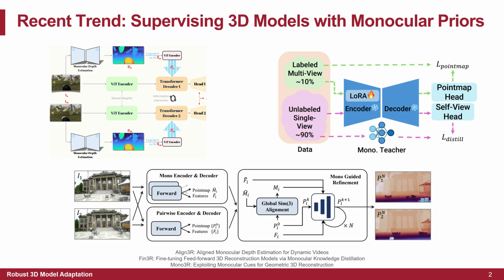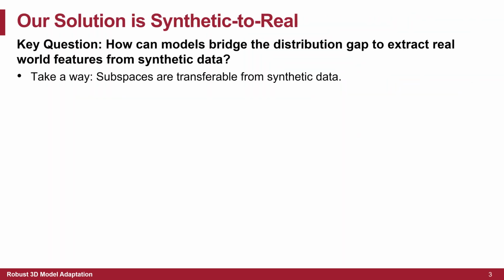Our motivation is different. Instead of using monocular teachers, we ask whether the 3D world itself contains disentangled attributes, such as texture, geometry, camera, and lighting, that can be directly mined for robust model adaptation. Our key question is, how can models extract real-world transferable features from synthetic data?